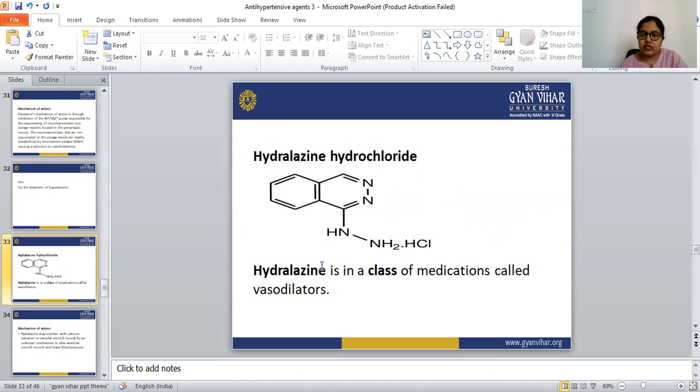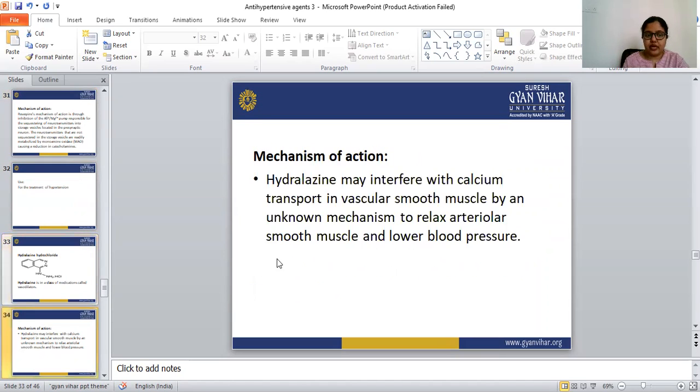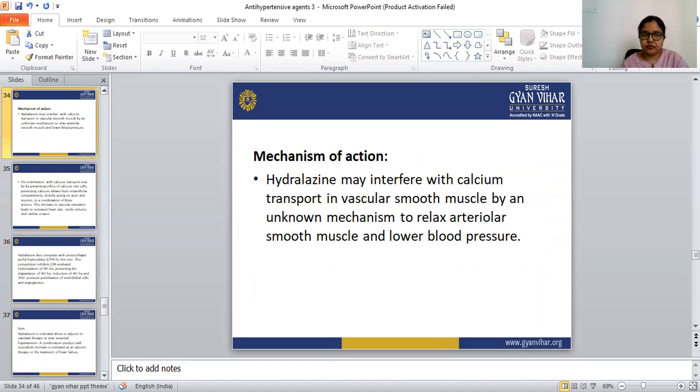Hydralazine is in the class of medication called vasodilator. Let's see the mechanism of action of this hydralazine. Hydralazine may interfere with the calcium transport in the vascular smooth muscle by an unknown mechanism to relax arteriolar smooth muscle and lower blood pressure.